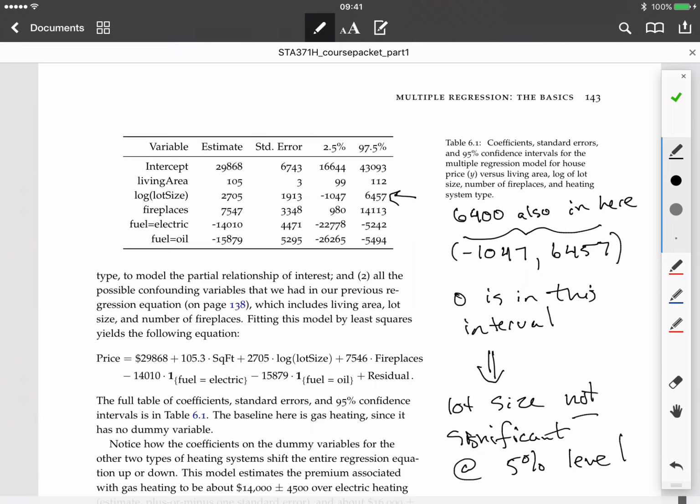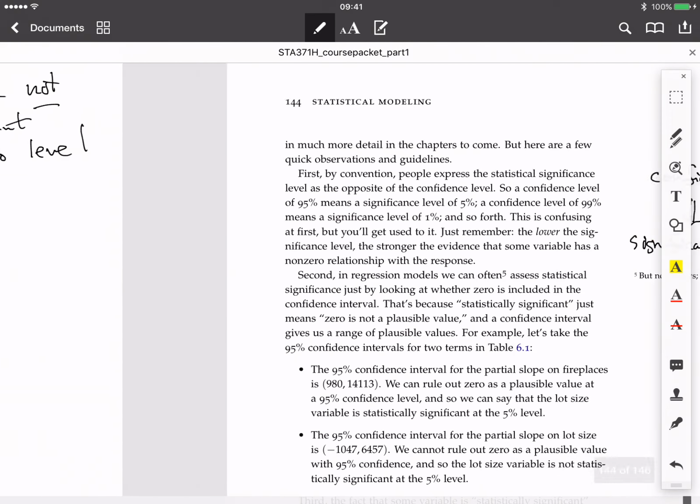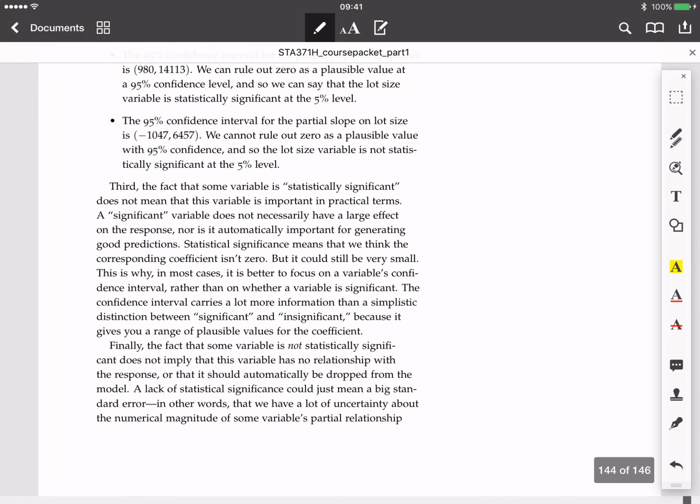In other words, something can fail to be statistically significant, but the data could also still be consistent with the idea that a partial slope is very large, exactly in this context, because it could be 6,400, which is kind of a big number. So my general advice here is to focus in most situations on thinking about the confidence interval rather than the statistical significance. A lack of statistical significance really could just mean a big standard error. In other words, that we have a lot of uncertainty about the magnitude of some variable's partial relationship with the response. It doesn't necessarily mean that the variable is small, and it doesn't prove beyond a shadow of a doubt that that variable is zero.